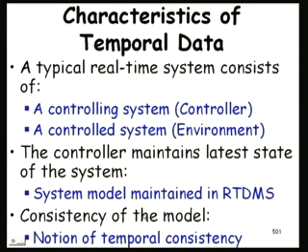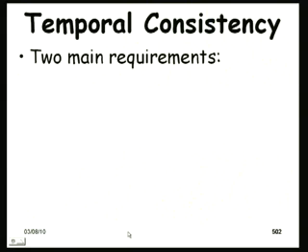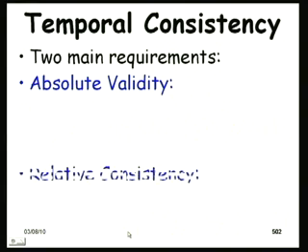So, the consistency model, we will define it through the notion of temporal consistency. Now, let us see what exactly is the temporal consistency, which will define the consistency of temporal data. There are two main components of temporal consistency. One is called the absolute validity and the other is called relative validity.